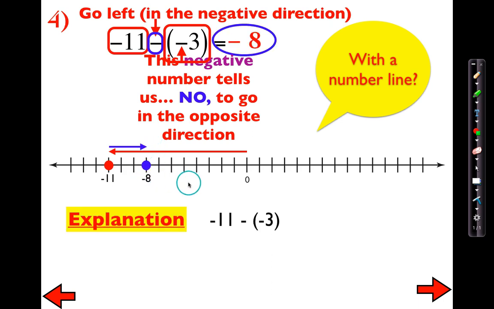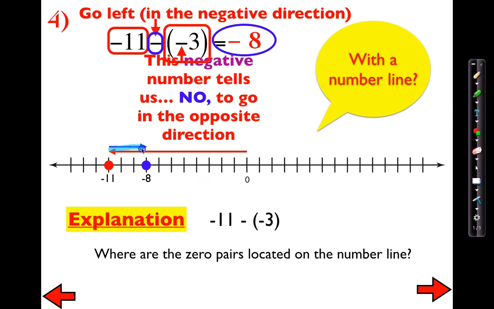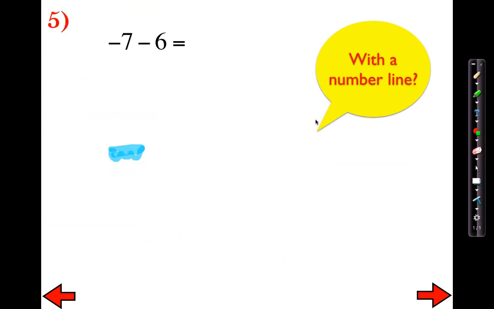So again, to answer the question, how many 0 pairs are there? We're going to simply look for the overlap here, and there are 1, 2, 3 overlaps. So altogether, there's just 3 0 pairs.